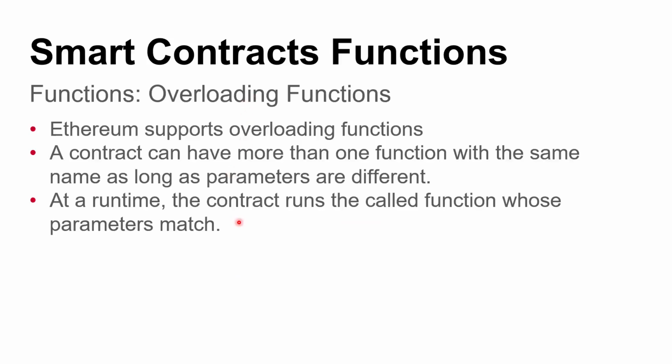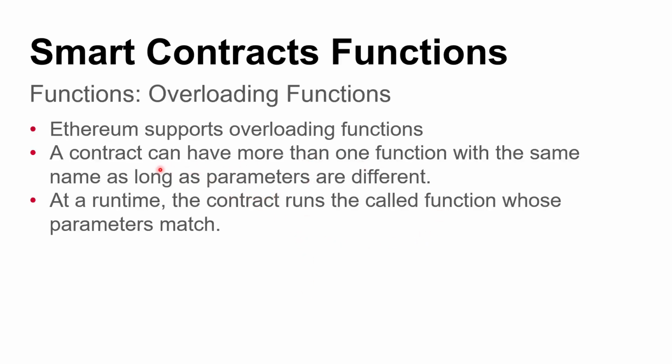And you can also overload functions. So you can have several functions of the same name within a contract. How does Solidity know which function you're calling if they all have the same names? Well, it's the parameters. So the parameter pattern.